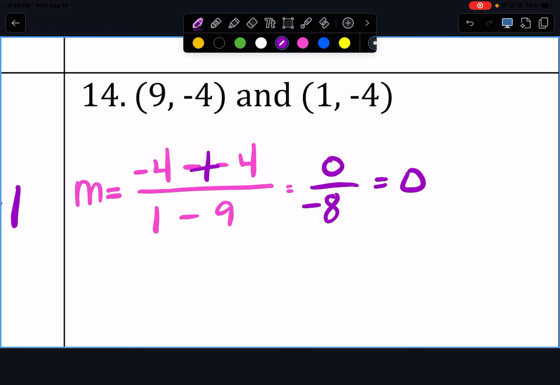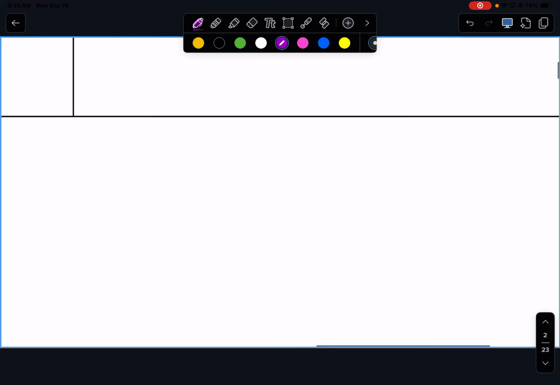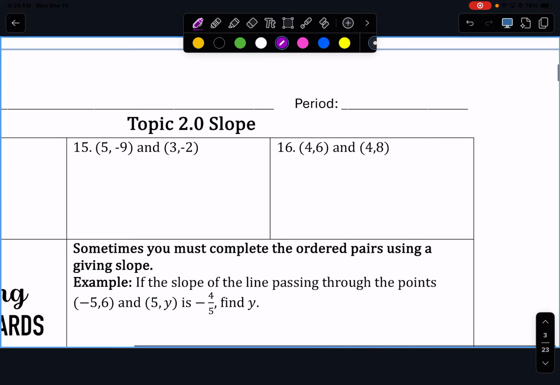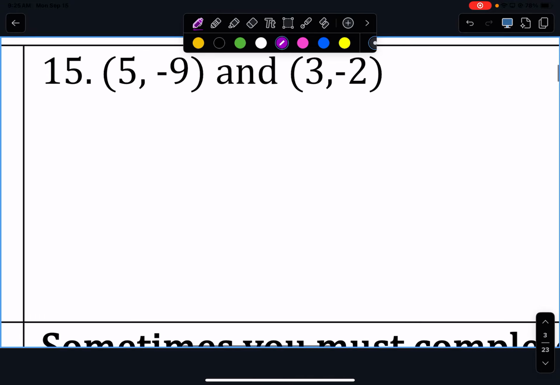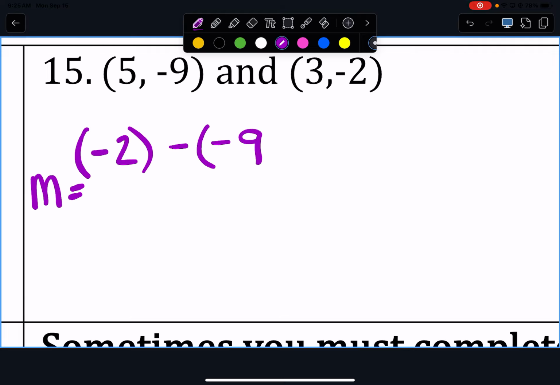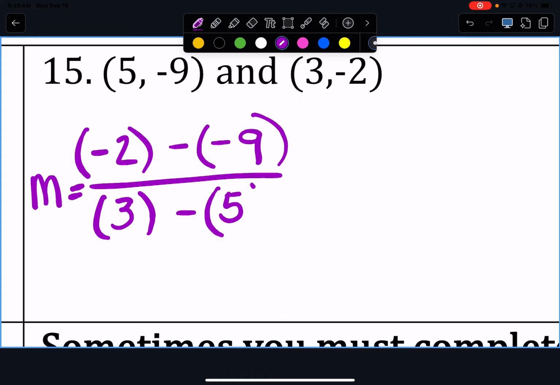All right, let's go ahead and look at the back. I want y'all to go ahead and do 15, and then I'm going to let y'all do 16. So for 15, negative 2 minus negative 9. There are so many minus signs there, so if you need to set up parentheses to make it a little easier to read, please do. Then the denominator should be 3 minus 5.